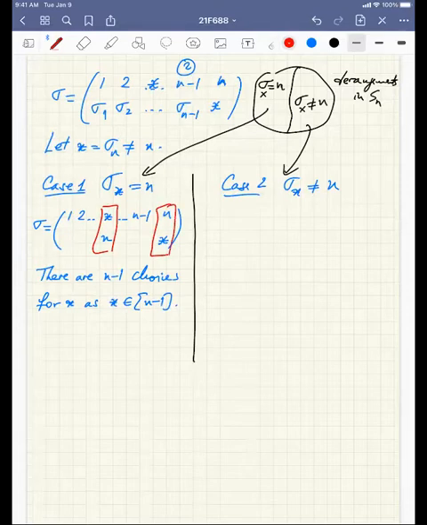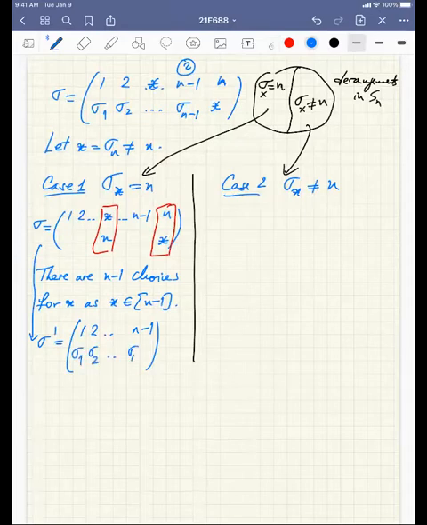Okay. And now let us ignore for a second these two columns. So the x and n form a transposition, and we are going to ignore those columns for a second, and we're going to have some permutation. Let's call it sigma prime, which is on the top. We're going to have 1, 2, n minus 1. So there's no x and no n, and they map to sigma 1, sigma 2, sigma n minus 1.